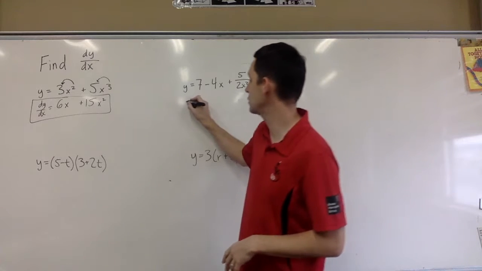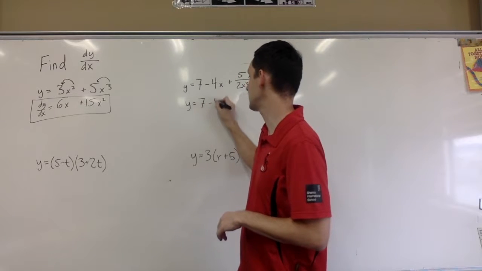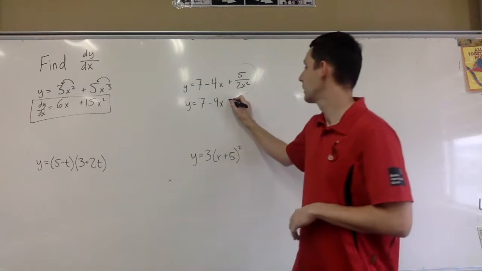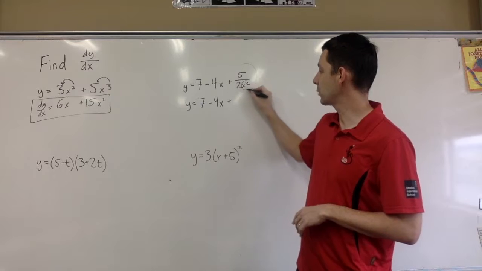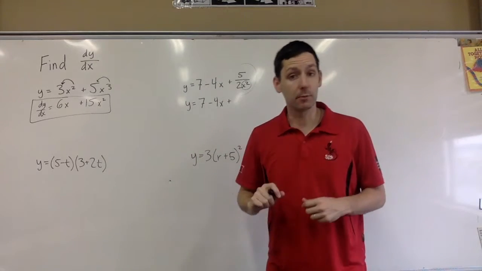So first thing I'm going to do is rewrite this. This is not the derivative function. This is still the same function, 7 minus 4x plus, what I'm going to do, remember, with a positive exponent, I can rewrite it as a negative exponent and move it up to the top.